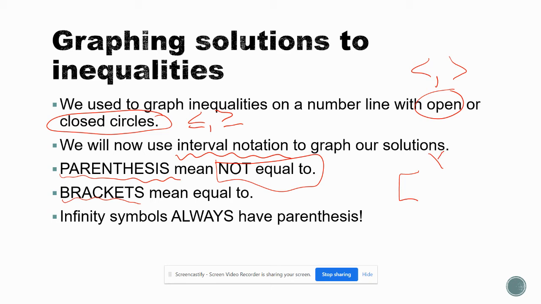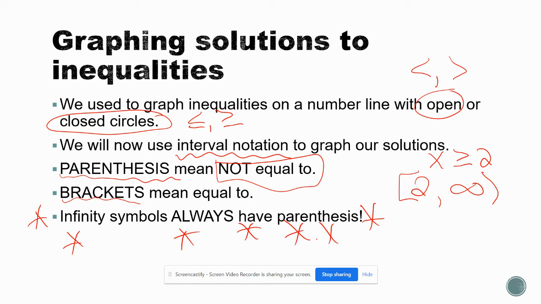So if we had x is greater than or equal to 2 as an answer, then we'd have bracket 2 and infinity. Infinity symbols always have parentheses, always. We don't know what infinity is, so we can't say something equals infinity if we don't know what infinity means. That's why infinity has a parenthesis.